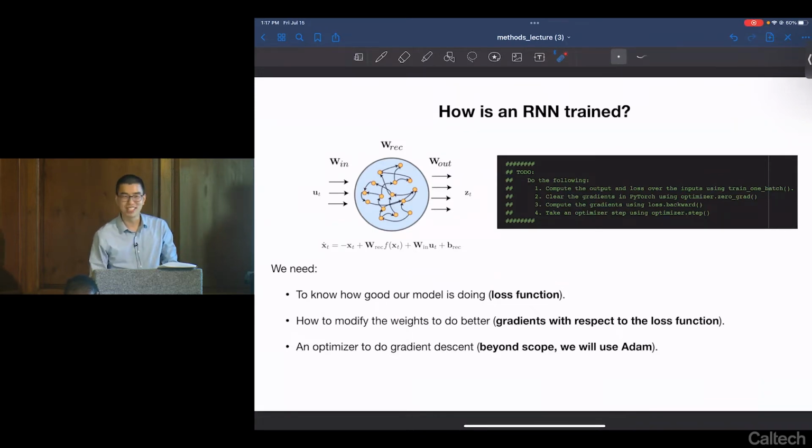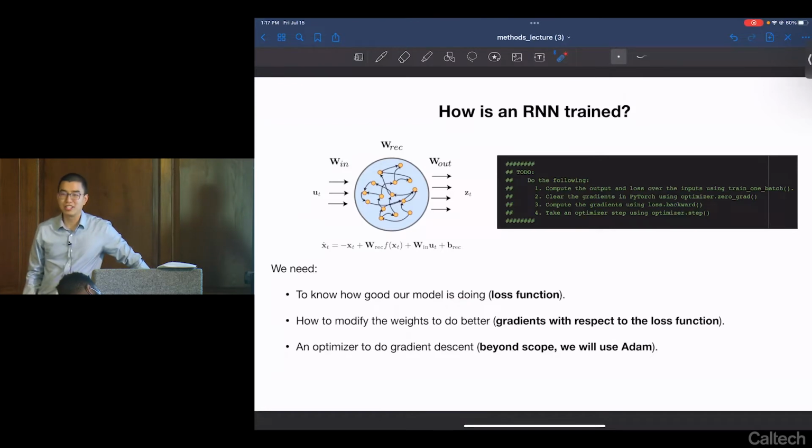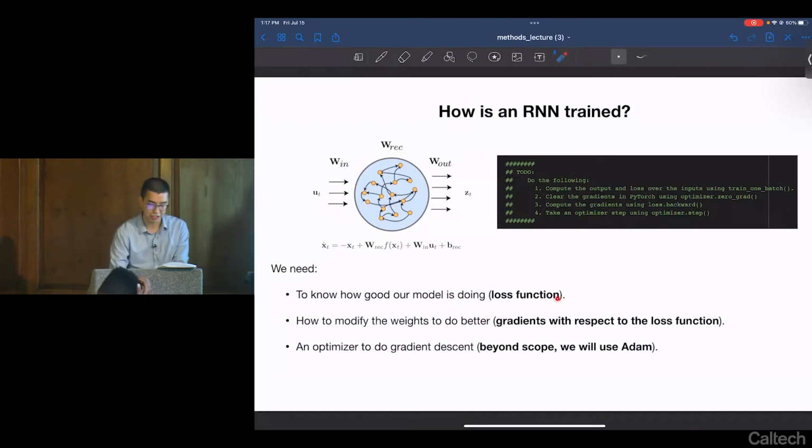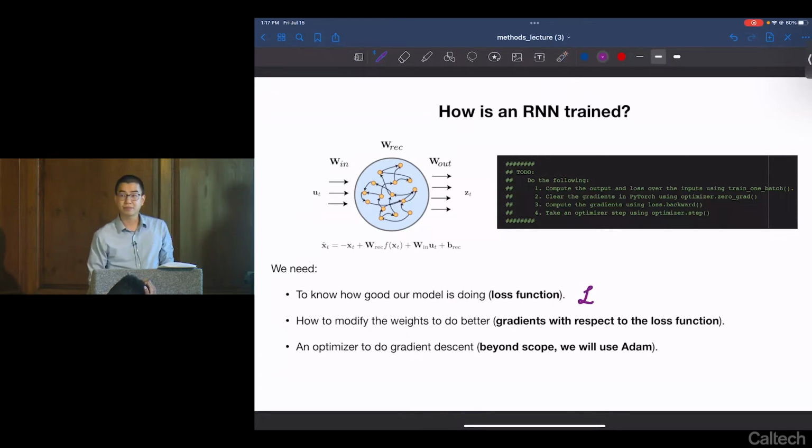Okay, I'm told repetition is good, so we'll do it again. We need to know how good our model is doing, right? To know how to make my weights different to improve the model, I have to have a measure of how the model is doing. So that's a loss function L. And L, in the supervised case, is going to take the actual labels from the data, our supervised training set. So I'll call the labels y of t.